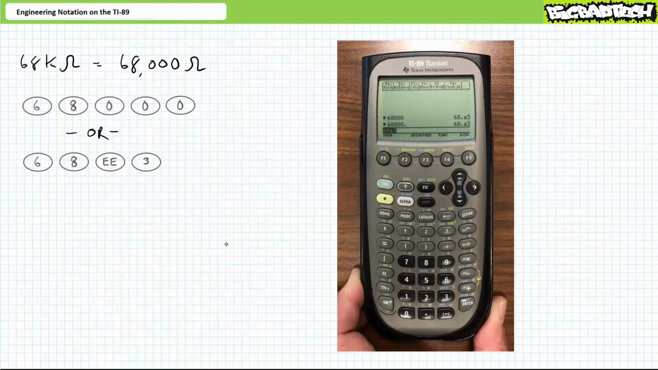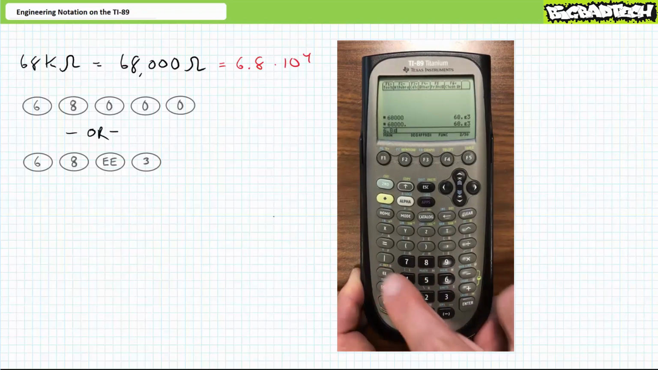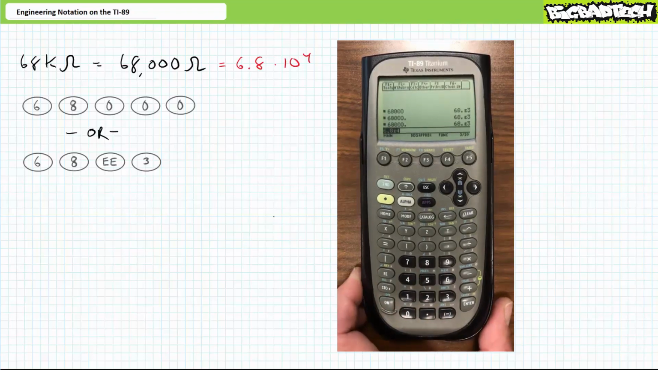Even if you enter the number in some weird alternate fashion, let's say scientific notation, the calculator will do the conversion to engineering format for you. 68,000 in scientific notation is 6.8 times 10 raised to the fourth. If I enter 6.8 EE4, the calculator still spits back 68E3. As long as your calculator is set up in exponential format engineering using the mode key, you will never have to worry about this again.